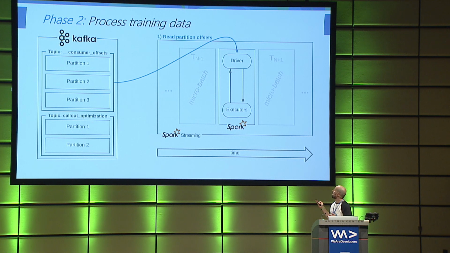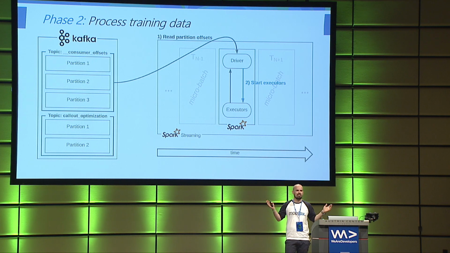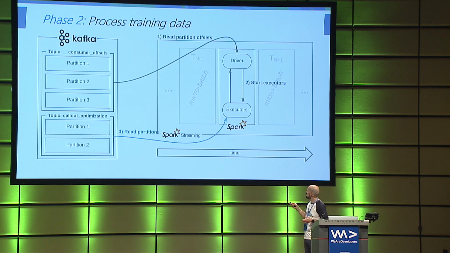So our driver actually just reads the offsets from Kafka. So it doesn't directly read the data yet, it just reads the offsets, what data needs to be processed in this micro batch. And once it has that, it starts the executors. And this is actually a very nice step because you can have many of those executors, and this is where your application scales, right? So if you have more data, you just have more of those executors, and then each of the executors itself will read the data from Kafka, from this topic with the data, in our case called call-out optimization because we want to optimize calling out. So these executors will read this data, and then they will do some processing on it.